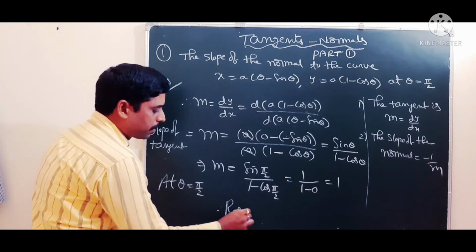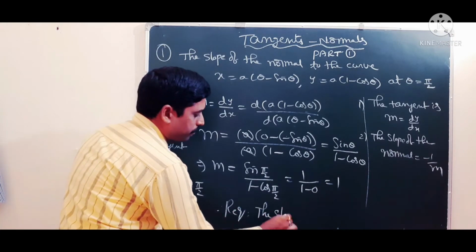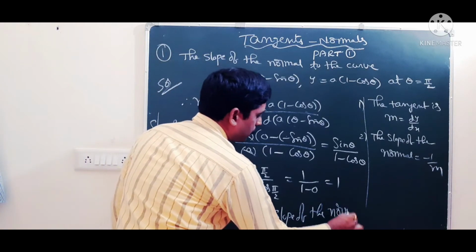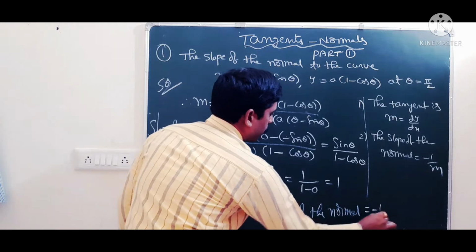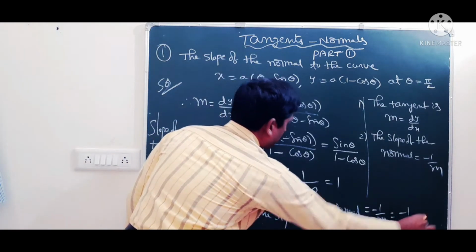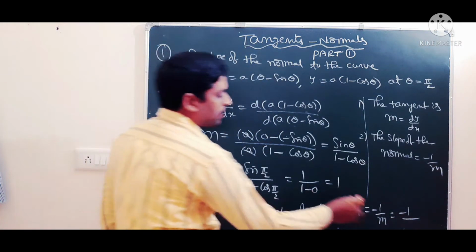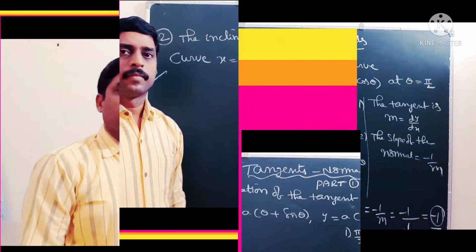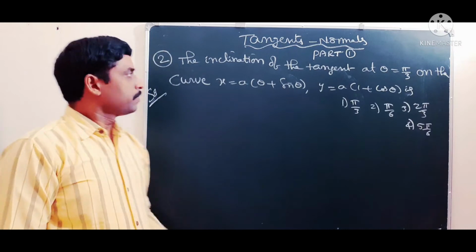What is required? The slope of normal. The formula for the slope of the normal is minus 1 by m. Okay, minus 1 by the m value, we got 1. Answer is minus 1. Let us go to the next problem.